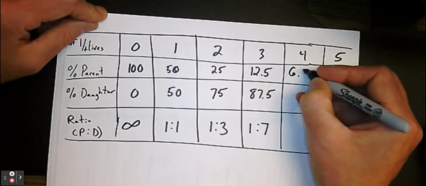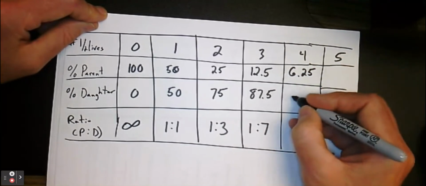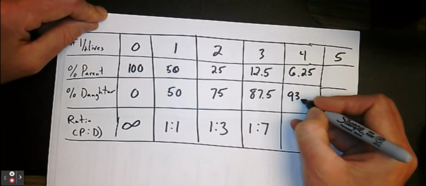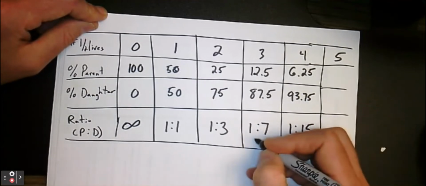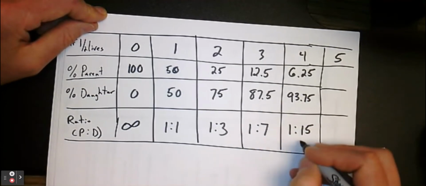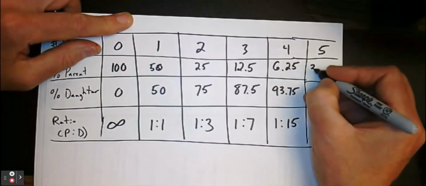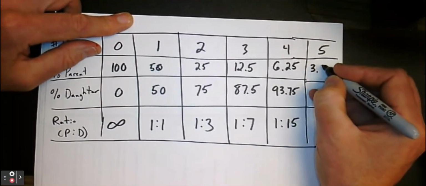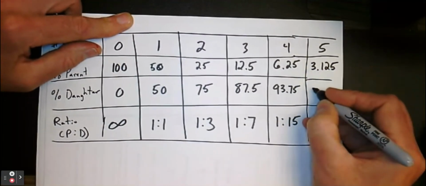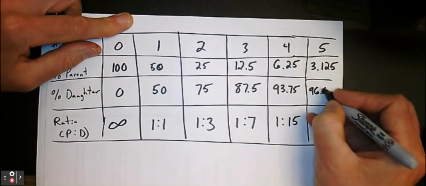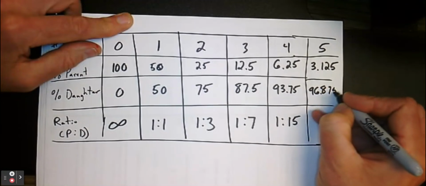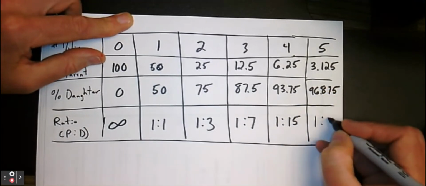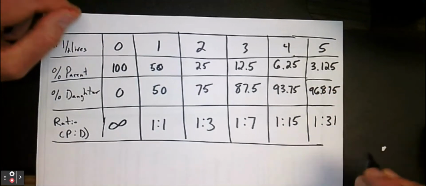Then it's 6.25 and 93.75, and it's 1 to 15. This is the ratio parent to daughter. And finally, it's 3.125 to 96.875, and that's 1 to 31.